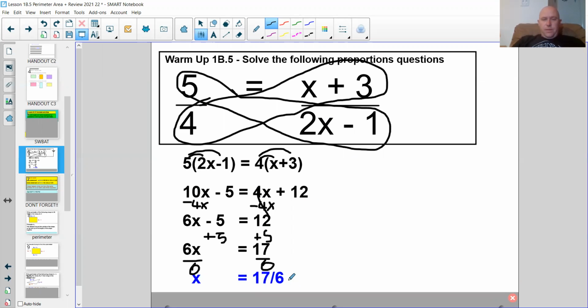But I deliberately picked one with not particularly a nice number here, just to remind us the reason why we follow these steps. For questions that are particularly difficult, it's really important we have a good algebraic method, because we can't just look at a question like this and see that the answer is 17 over 6.